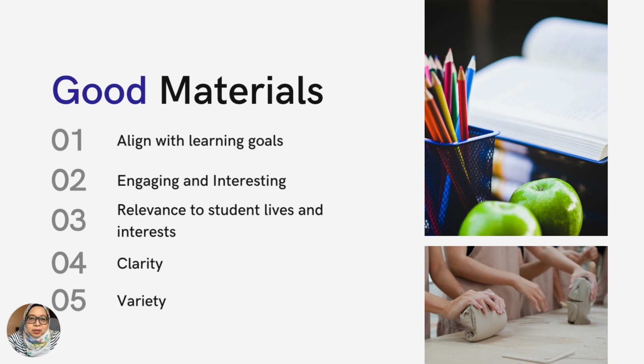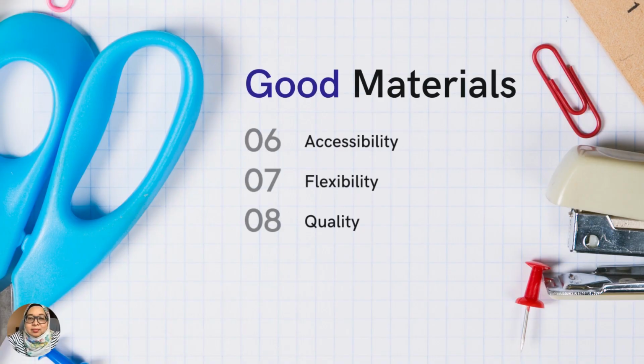So the next bit is about the features that good materials have. Again, if you notice, I'm repeating this many times already: alignment with the learning goals, the learning outcomes. It has to be engaging. It has to be relevant, and it has to be clear. It has to have variety. It's supposed to be accessible, it's supposed to be flexible, and the quality has got to be there.